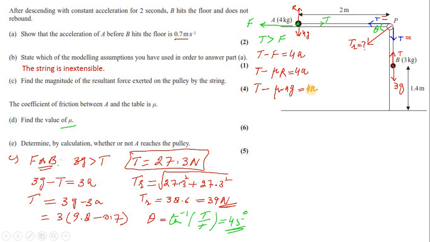Then you have everything. You just make mu the subject. You rearrange this equation because we have already found T. When you make mu the subject, your value of mu should be equal to 0.625, or you round it off to 0.63. There is no unit for the coefficient of friction, mu. So this is the value of mu.